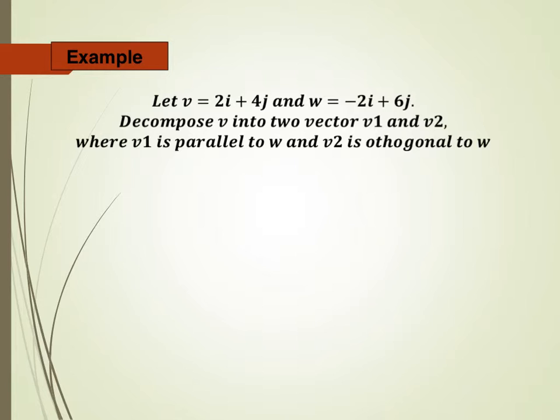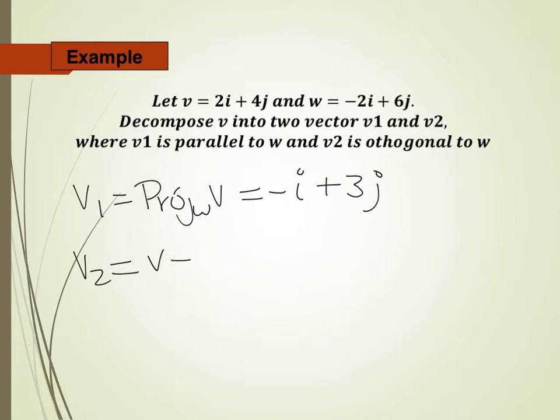Now let's say, for instance, that we were actually looking for component 2 as well. In this scenario, we're still using the same vectors, V equals 2i plus 4j, and W equals negative 2i plus 6j, but we're interested in component 2. Remember, vector 1 was equal to the projection of V onto W, which we said was negative i plus 3j. Now we're going to find component 2, and that's equal to the difference between the given vector and V1 that we found. So the given vector was 2i plus 4j.